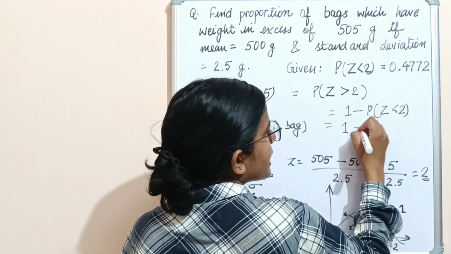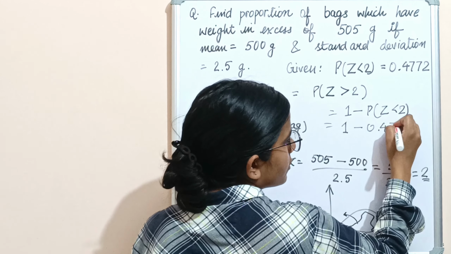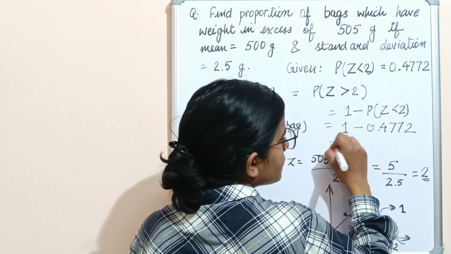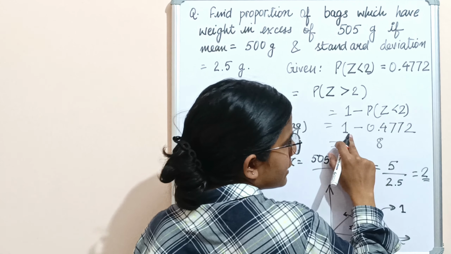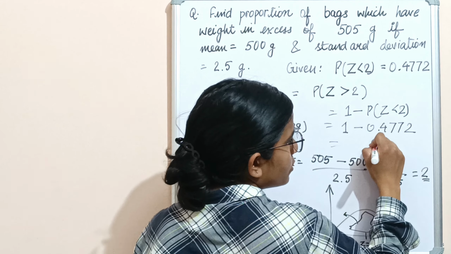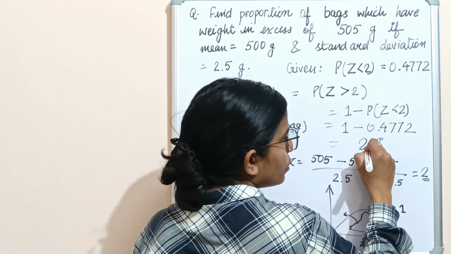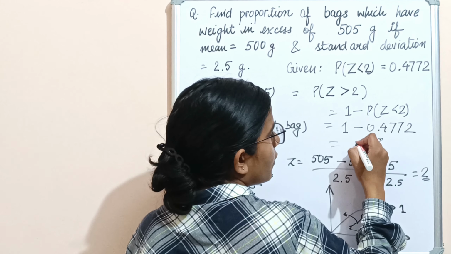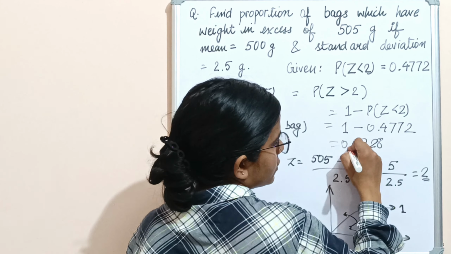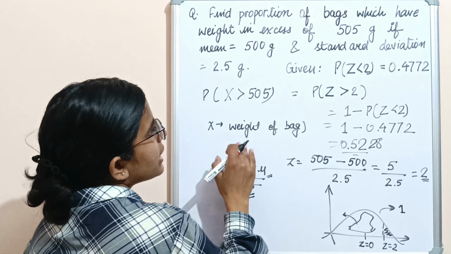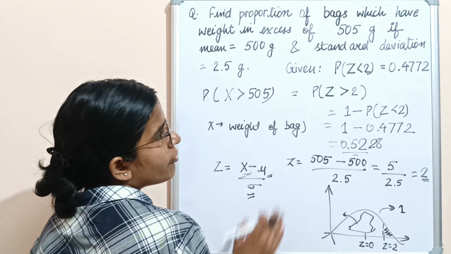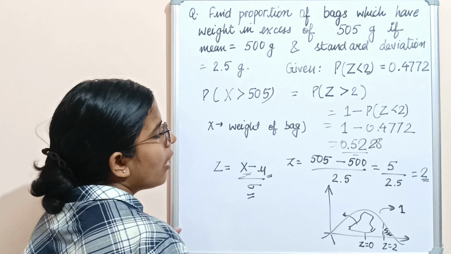This will be 1 minus 0.4772. 10 minus 2, 8. 9 minus 7, 2. And 9 minus 4, 5. So our answer will be 0.5228. This is the probability of having a bag with weight in excess of 505 gram.